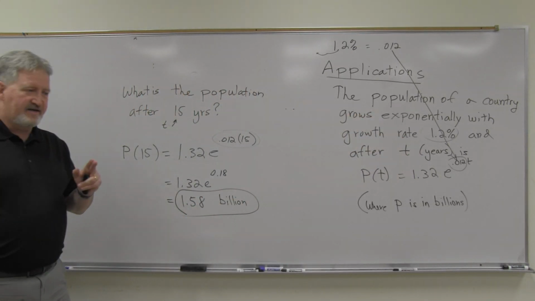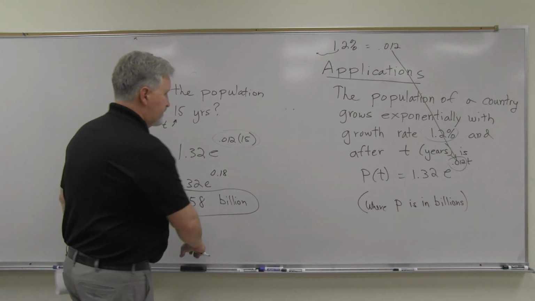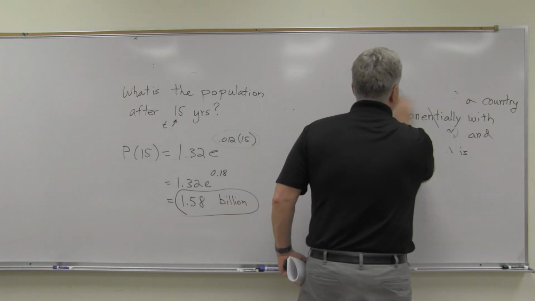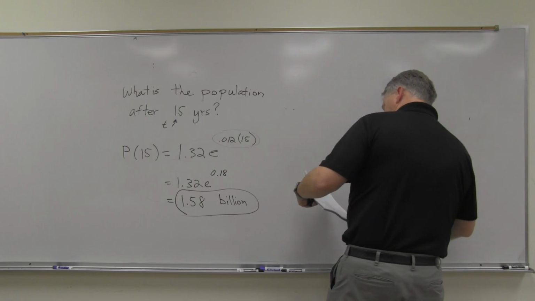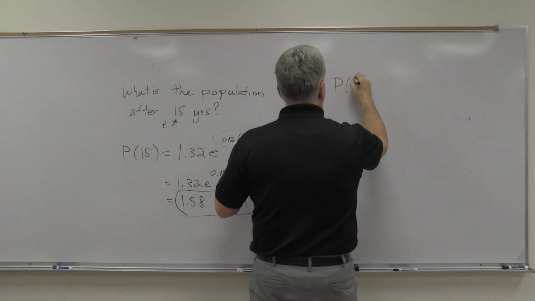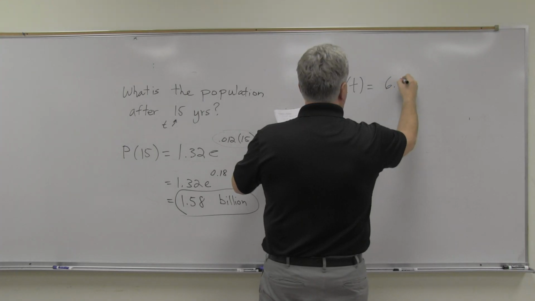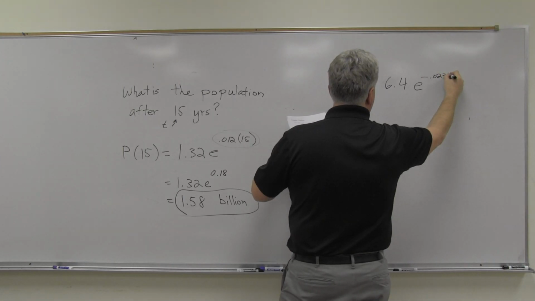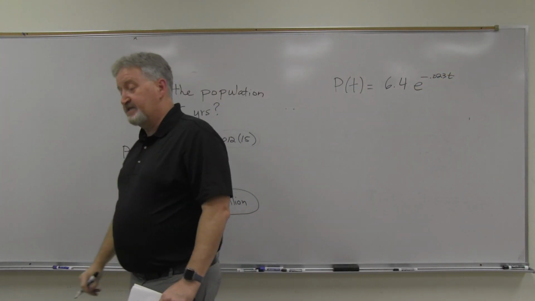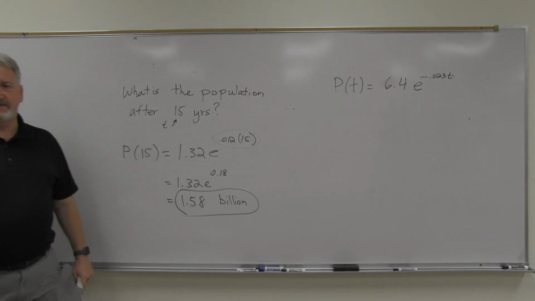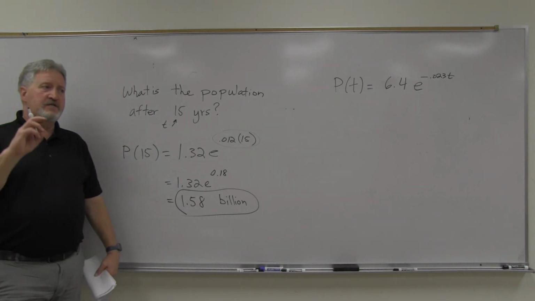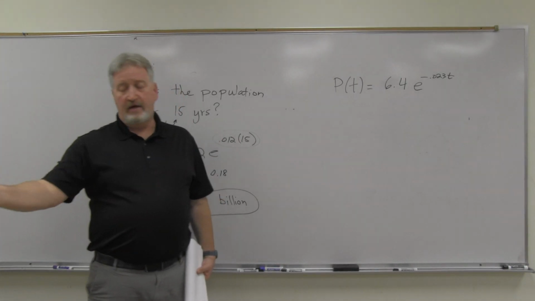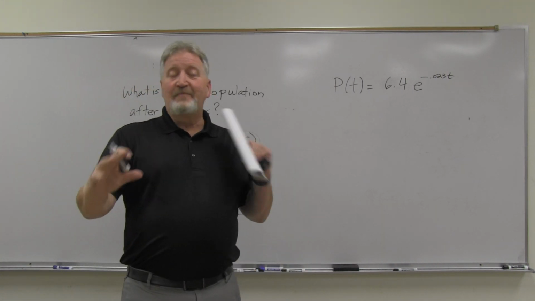I mention that because let's compare that one, with that growth rate there, to this population model. P of t, new population, is 6.4 e to the minus 0.023 t. All right, so in some of these questions, it may not ask you what the population after blah, blah year is. It may ask you something about the growth rate.